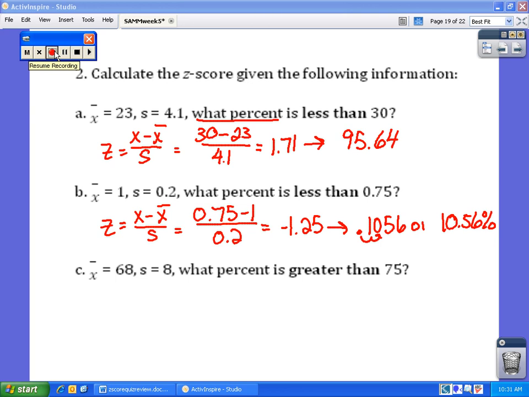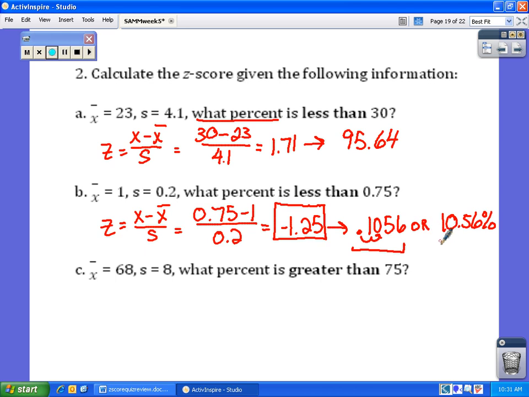I did the same thing for part B, x minus x bar over s, so that would be 0.75 minus 1 divided by 0.2. I got a z-score of negative 1.25. On my chart, I found that negative 1.25 corresponded to a percent of 0.1056, or 10.56%.